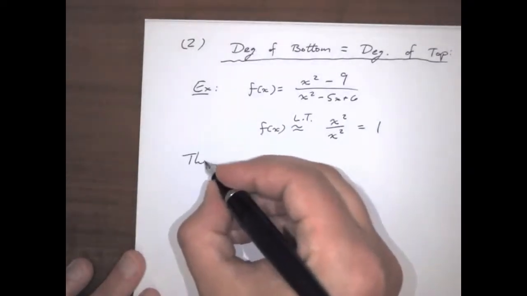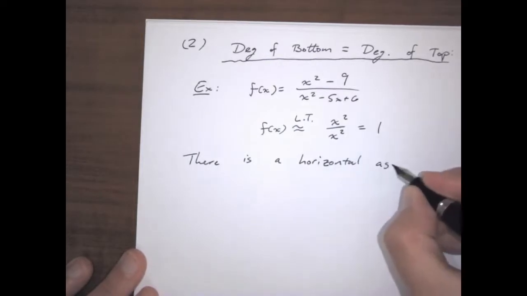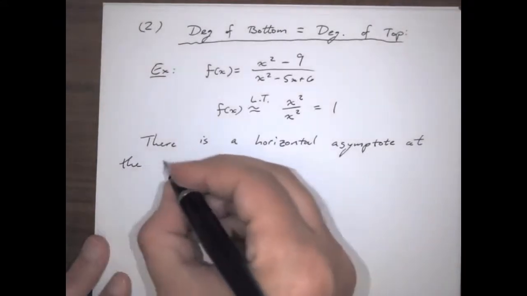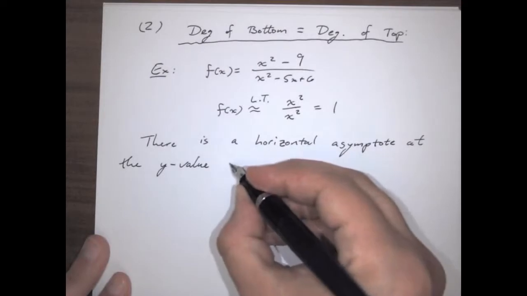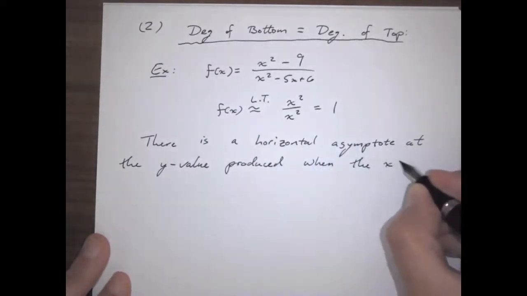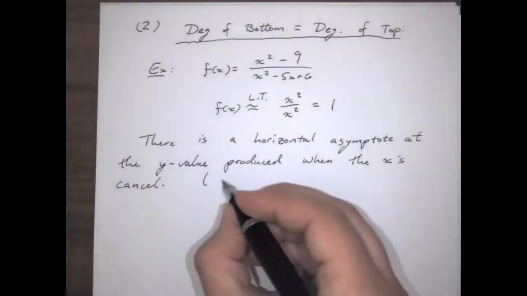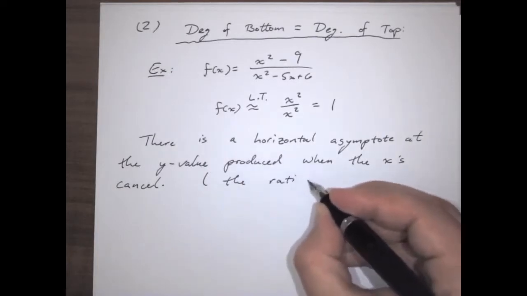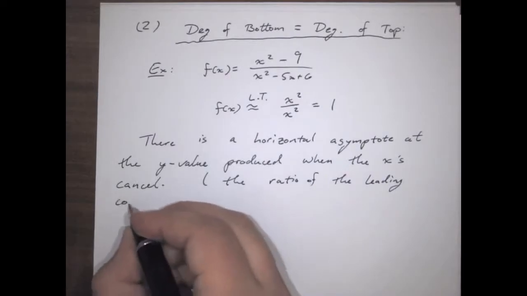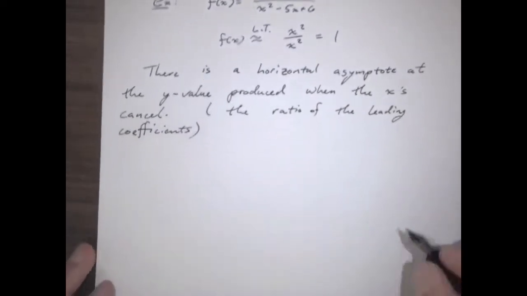So then there is a horizontal asymptote at the y value produced when the x's cancel. So in other words, the ratio of the leading coefficients. Okay, so that's case 2.